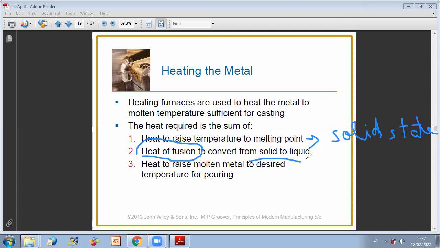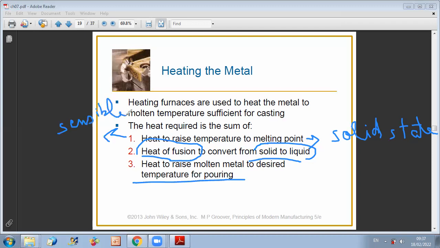So here we have a mixture of phases. And at the end, when you have 100% liquid and you supply heat again, the heat will be absorbed in sensible form, and you will have a rise in molten metal temperature to the desired level, which is the temperature required for pouring. So in general, in this phase, heat is absorbed in the form of sensible heat.